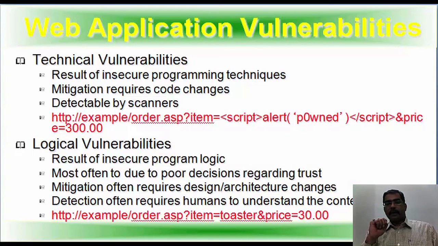So you see the subtle difference between the technical and logical. First is a result of insecure programming techniques. Second, under logical, it is a result of insecure program logic, most often due to poor decisions regarding trust. Mitigation often requires design or architectural change, so it is much more dangerous, and it requires a lot of time to be corrected. Detection often requires a human to understand the context. Now, example: order.asp?item=toaster&price=30. Now to change this, it is a logical vulnerability. You need to do a design change for it to go properly.